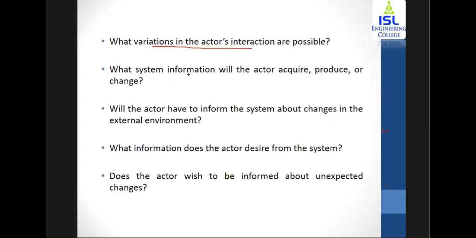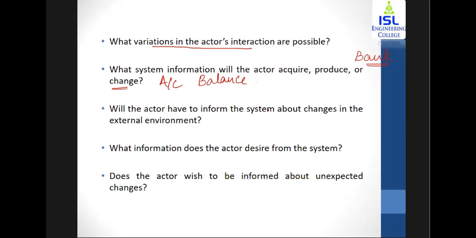The next is what system information will the actor acquire, produce, or change. Now suppose within the bank example, the secondary actor was the bank. If you're transferring the funds, then it is going to change your account balance. It is going to reflect the change in balance as you've transferred the funds. If you've received funds, then again your account balance is going to be updated. So if there is any information that is going to be changed by the actor, that also is going to be identified. It is going to change, produce, or acquire.